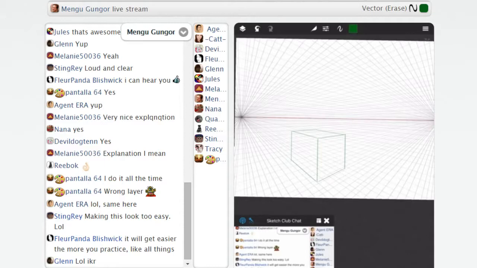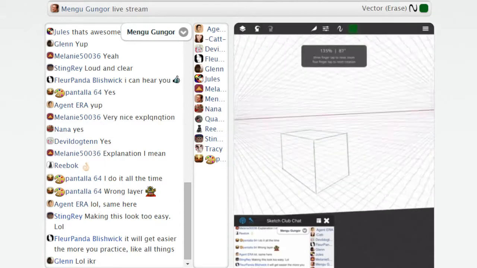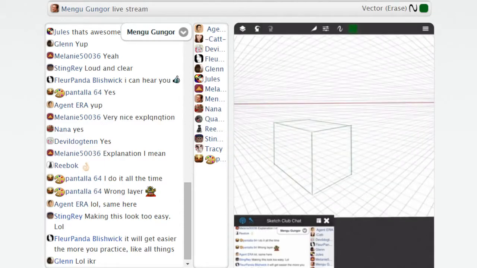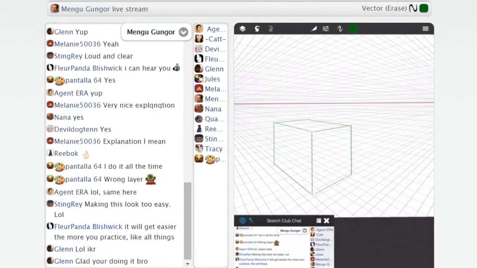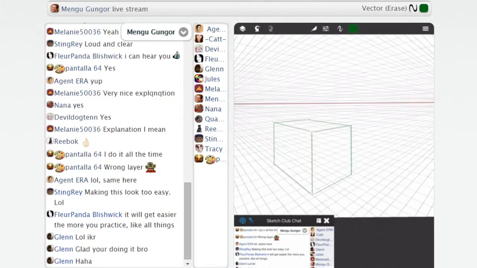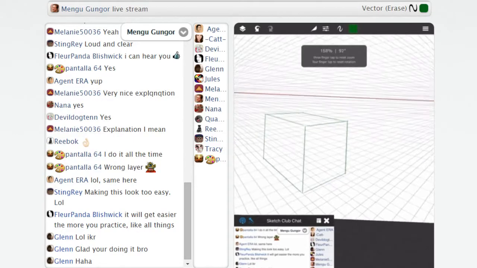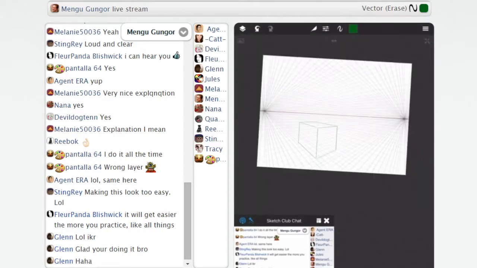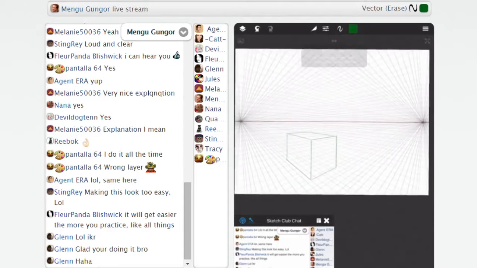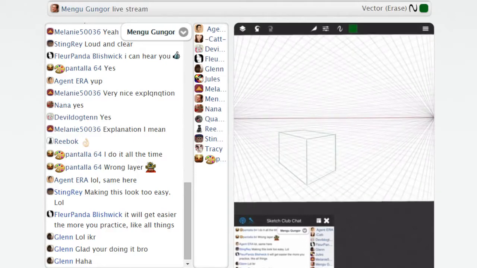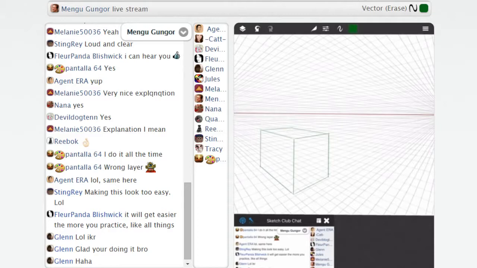It doesn't just look easy, it is easy once you do it a few times and grasp the basics of it, really. Yeah, what Fleur said. Oh, no problem.